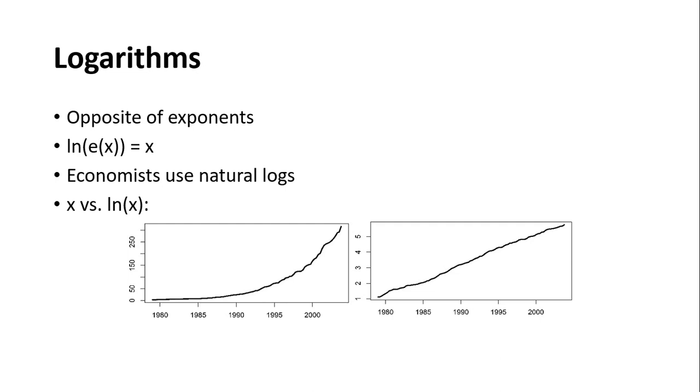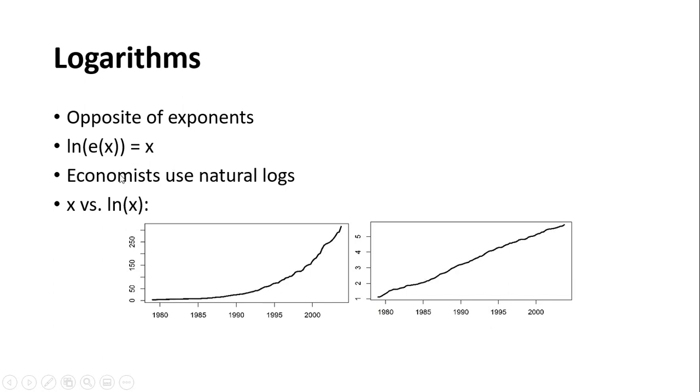All right. Now, getting into logarithms, I call it the opposite of exponents. Basically, if you take the exponent, you get exponential growth, first of all. If you take the log of the exponent, you get x, right? So basically, the log undoes the exponent. It basically flattens exponential growth into more or less a straight line.